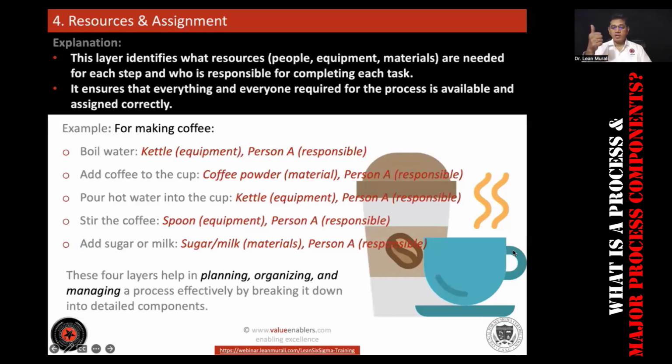Step. Very good, Mr. Arjun Singh. What is the second layer? Quickly. Time. Okay, processing time. Very good. Fantastic. What is the third layer? Interdependencies, which is serial activity, parallel activity, constraint activity. Fantastic. What's the fourth layer? R and A, resources and assignment of resources. So these 4 layers help in planning, organizing, managing the process effectively by breaking it down into its detailed components.